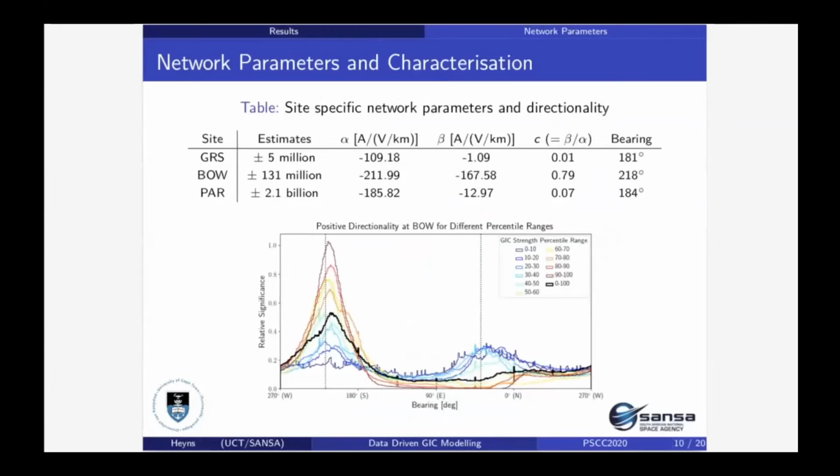Besides modeling, the ensemble method can characterize the network susceptibility and directionality. Susceptibility is linked to the magnitude of the network parameters, and the directionality is in turn the effective direction that, when aligned to the E field, will produce the largest GIC. This effective directionality does not just include local lines, which are the dotted lines here in this figure for Bowen North in Australia, but rather includes the entire network weighted along with geophysical aspects.